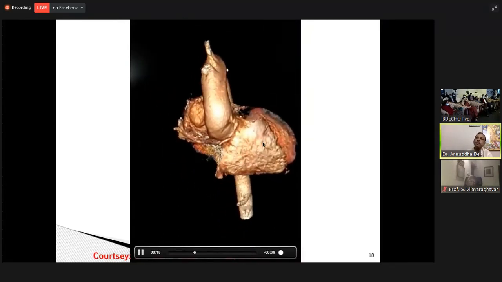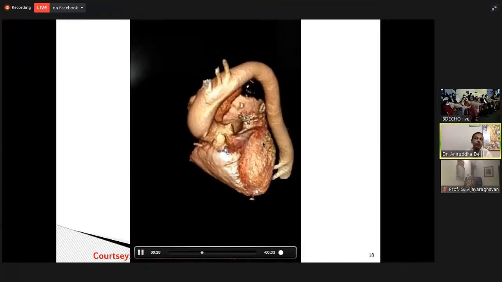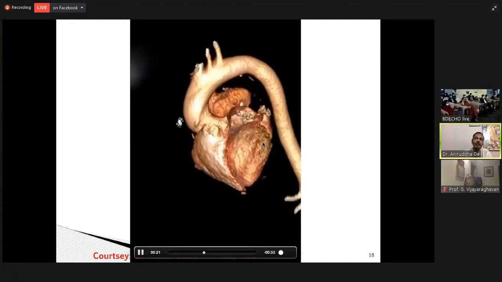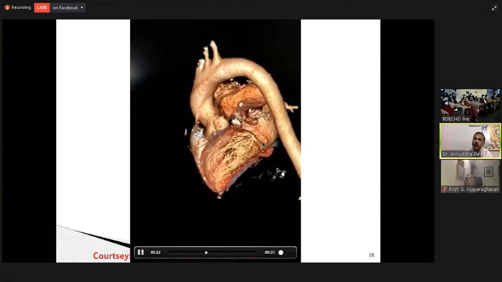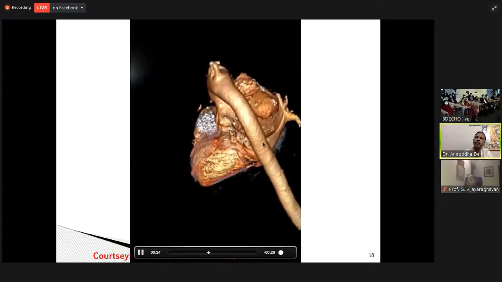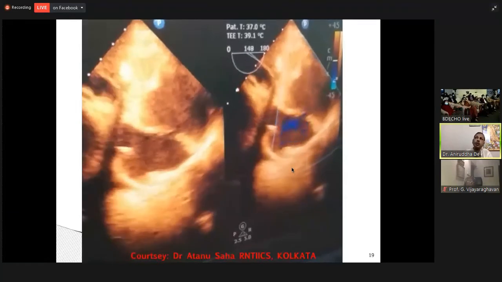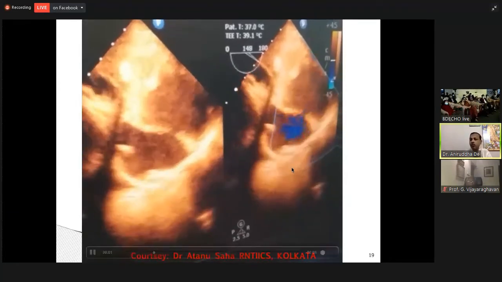So basically this is not a mass within the LA, and this is the mass arising from the aortic aneurysm and arising from the ascending aorta. But why did he miss it? Then this patient was put on the OT. And during the OT, what happens?